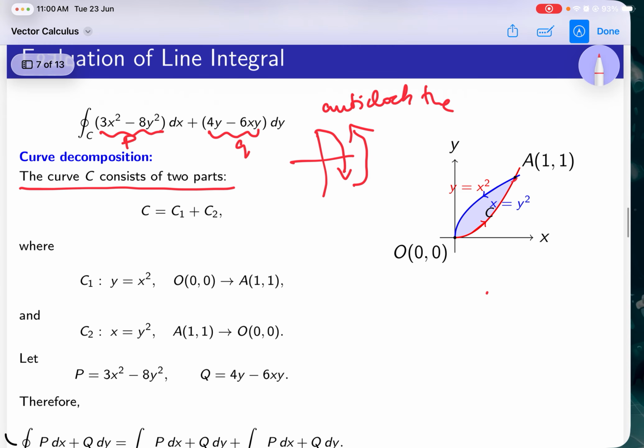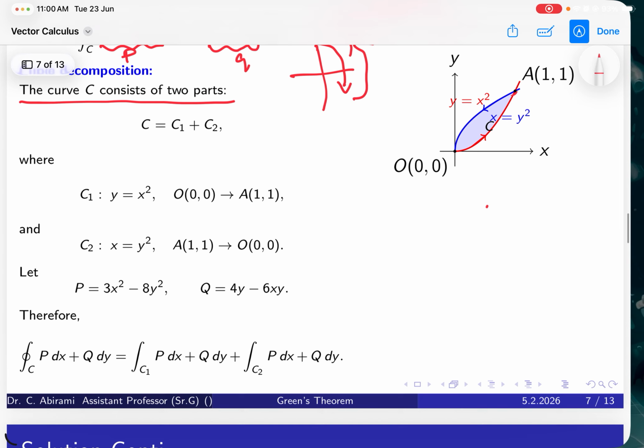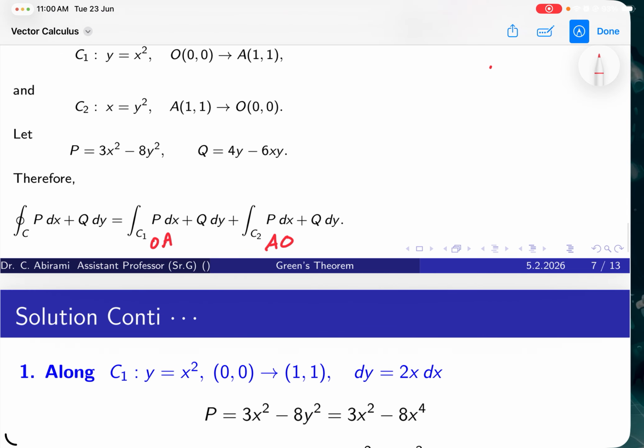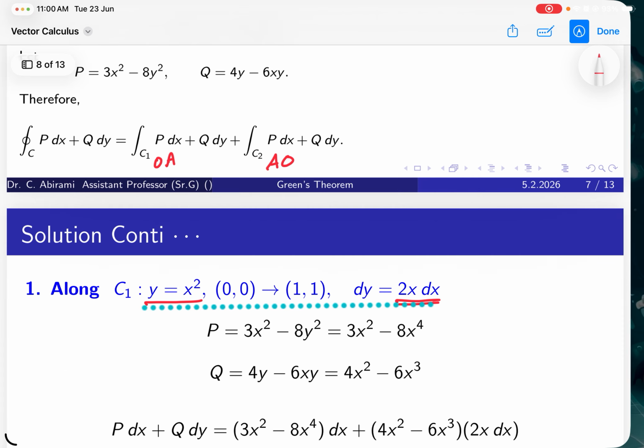So what about your P? Now the integral over C can be split into two different line segments, C1 along OA and C2 along AO. So OA, you know the value. What is OA? See, this is OA. The equation is y is equal to x squared. So you can express everything in terms of x. So dy equals 2x dx. So you can convert P and Q in terms of x.